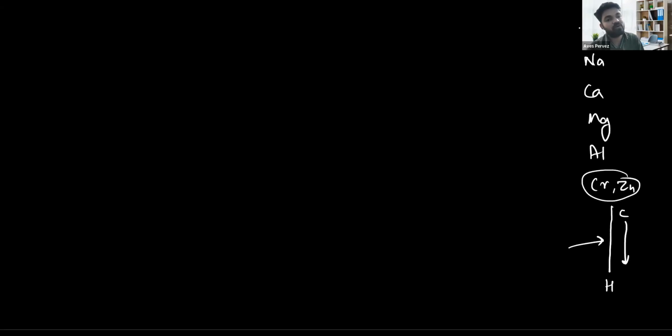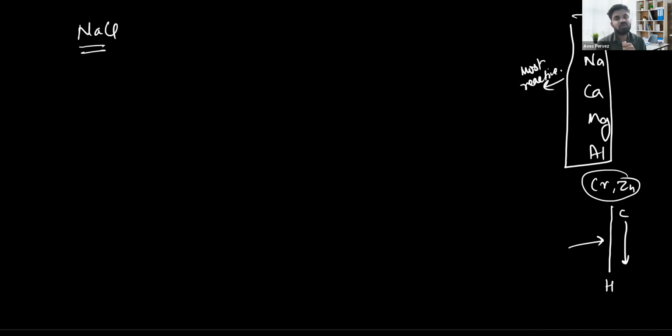Now talking about the most reactive metals, what do we do for these? For example, NaCl is an ionic compound, and a large amount of heat is required to overcome the force of attraction between Na and Cl. You cannot heat it because Na is already a most reactive metal. And there is no such metal that can replace it, and if there is a metal, that can also be expensive.